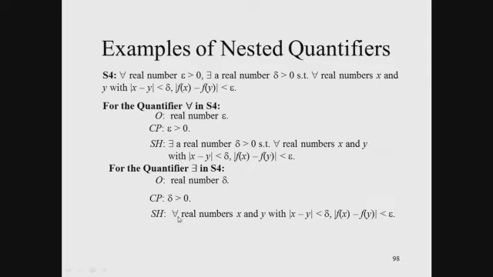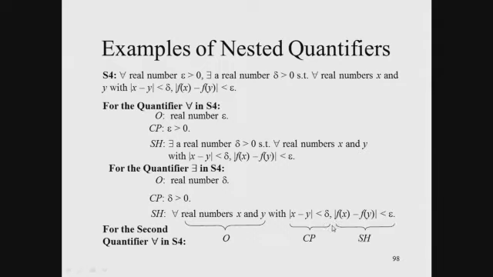And now we can deal with the third quantifier, for all. Identify the objects, the certain property, and the something that happens. The objects are real numbers x and y. The certain property: the absolute value of x minus y less than delta. And the something that happens: the absolute value of f of x minus f of y less than epsilon.